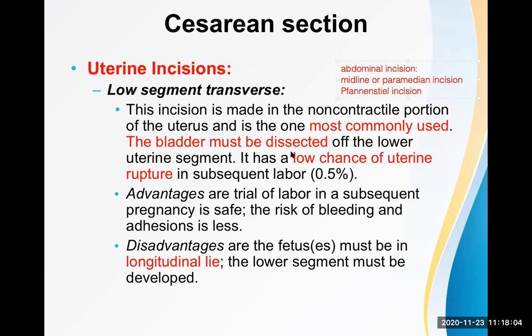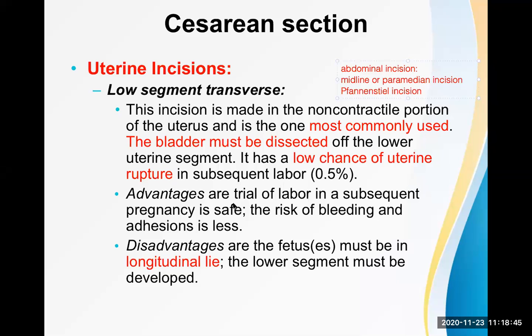The bladder must be dissected off the lower uterine segment first before you cut the anterior wall of the uterus. The bladder is slightly dissected and pushed downwards. Otherwise, there is a chance of damage to the urinary bladder, and that's a disaster if that happens. But an experienced surgeon will never do that. It has a low chance of uterine rupture in subsequent labor, only a 0.5% chance of rupture. That is almost non-existent, isn't it? So it is quite a safe type of incision.